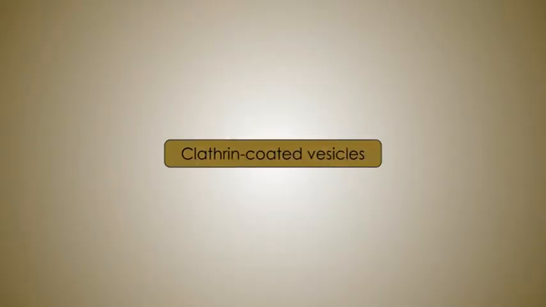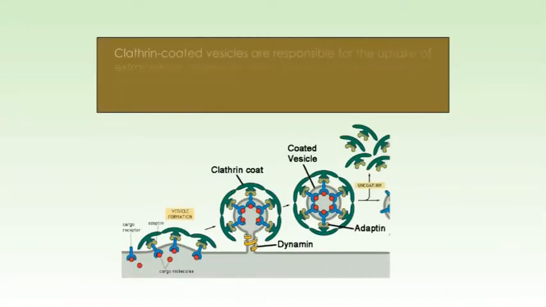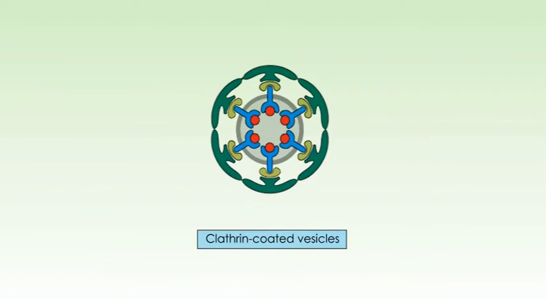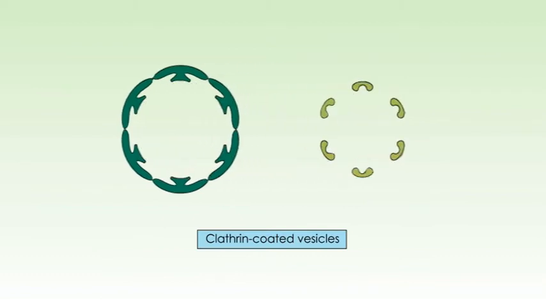Clathrin coated vesicles. Clathrin coated vesicles are responsible for the uptake of extracellular molecules from the plasma membrane by endocytosis, as well as the transport of molecules from the trans-Golgi network to lysosomes. The coats of clathrin coated vesicles are composed of two types of protein complexes, clathrin and adapter proteins, which assemble on the cytosolic side of the membranes.